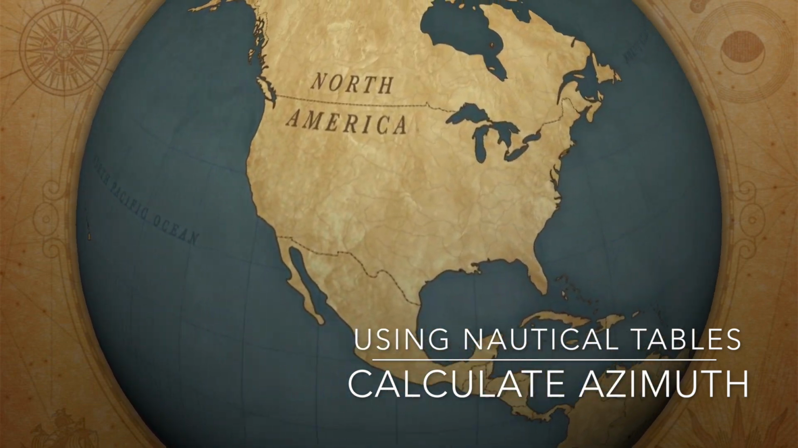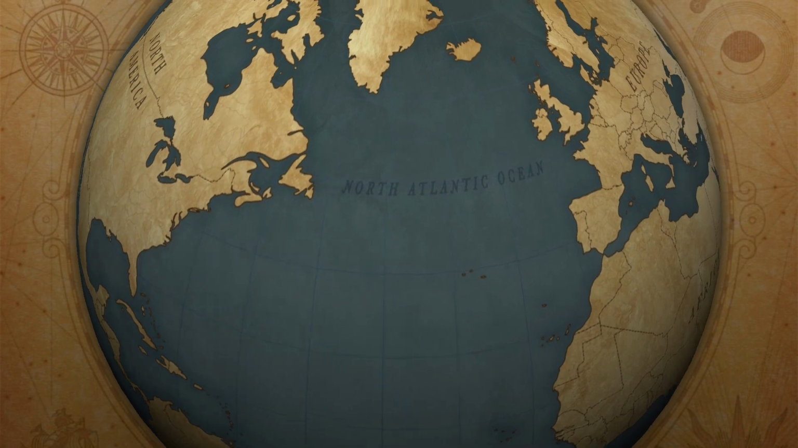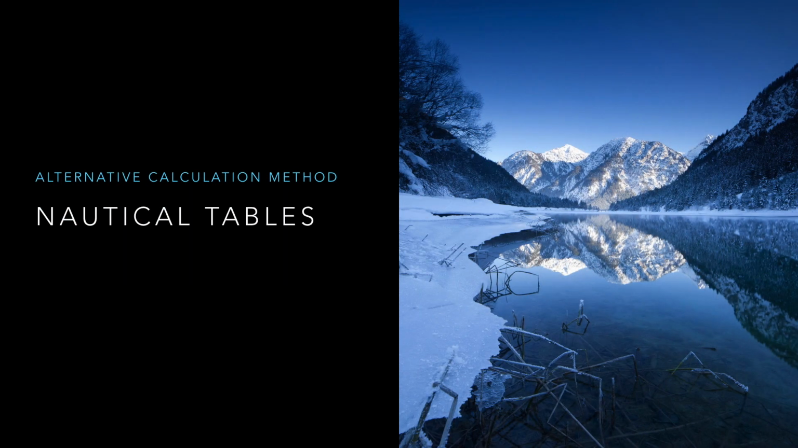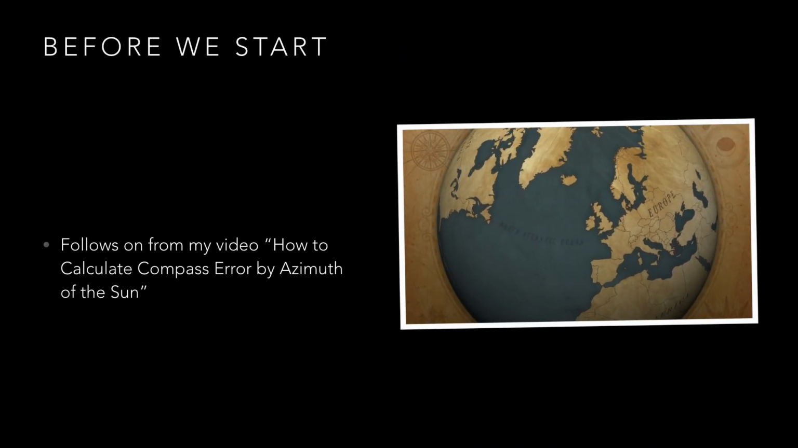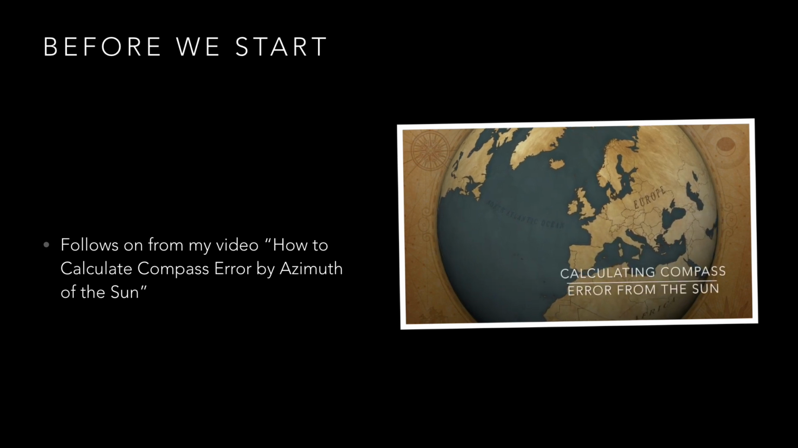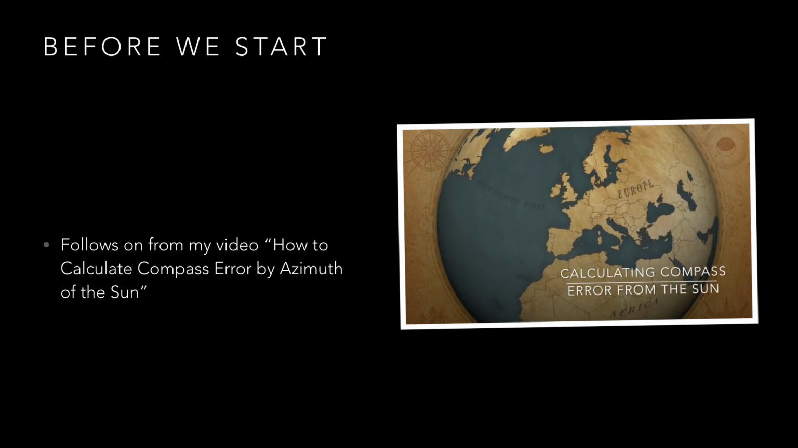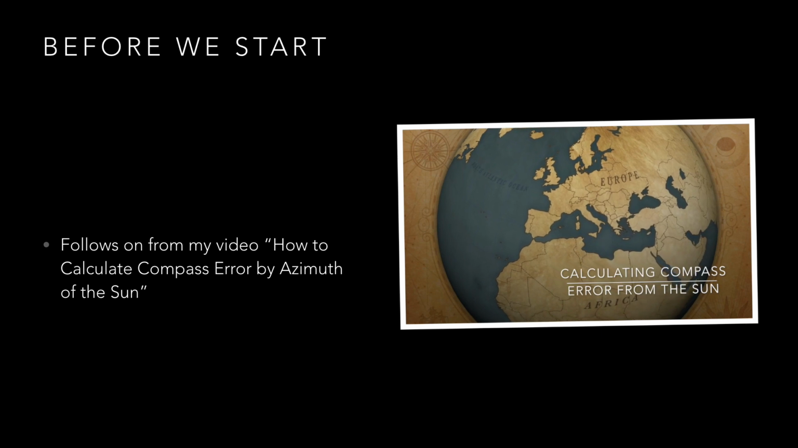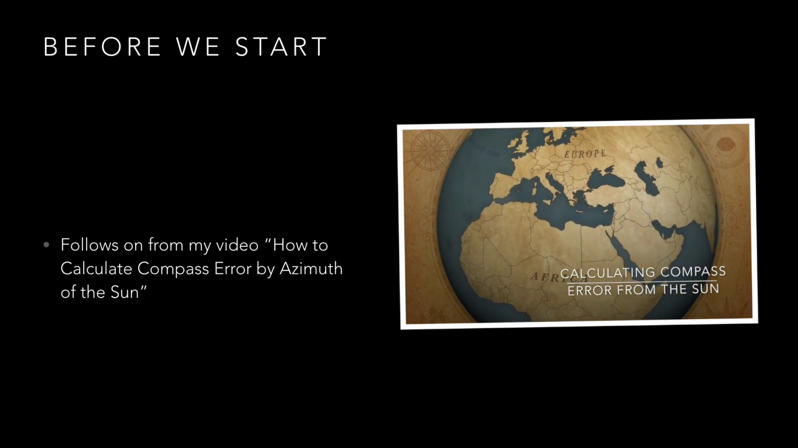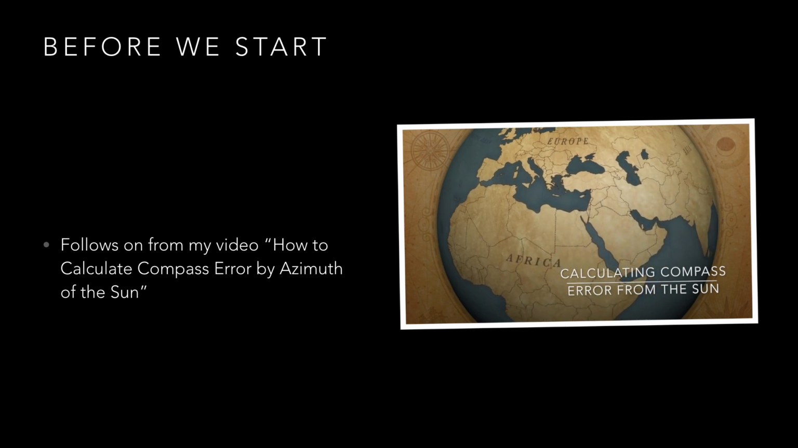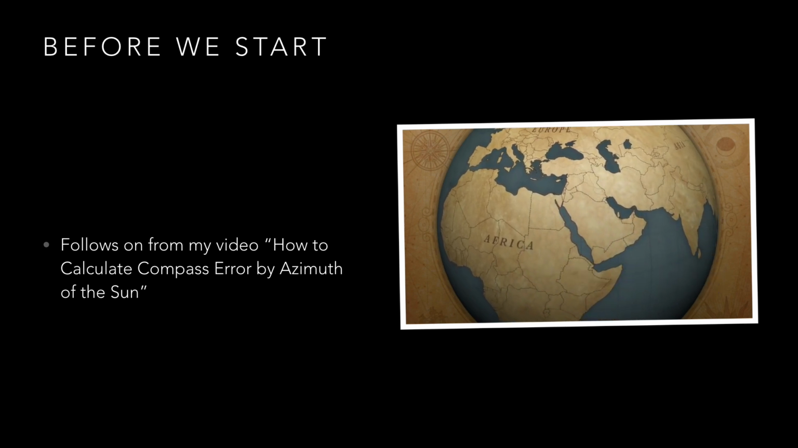In this video I will be covering one of my viewer requested topics, which is how to use the nautical tables to calculate the compass error. In order to keep this video short and sweet, I am going to reuse the same calculations as shown in my compass error by Azimuth of the Sun video. The main reason for this is that the initial steps using the Nautical Almanac are exactly the same, so I would strongly recommend that you watch that video before continuing, as I won't be explaining the initial steps in this video.